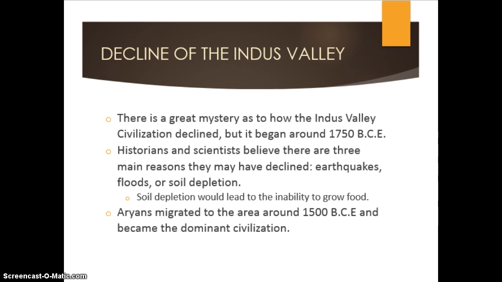The Indus Valley declined around 1750 BCE, though there is no concrete evidence as to why or how. Scientists and historians believe that three different reasons could have been the decline: earthquakes, floods, or the depletion of the soil. With depletion of the soil, there's not going to be nutrients to be able to grow the food to support the people living in the region. And then in 1500 BCE, a group called the Indo-Aryans migrated and became the dominant civilization.